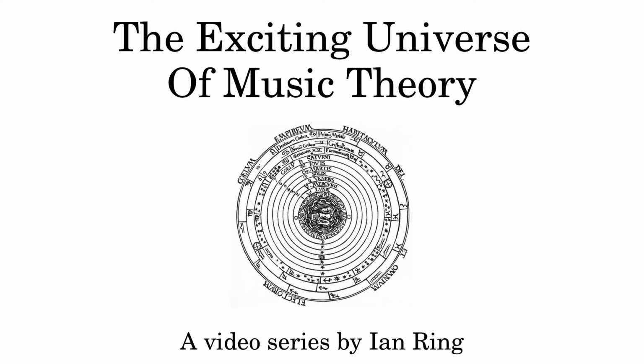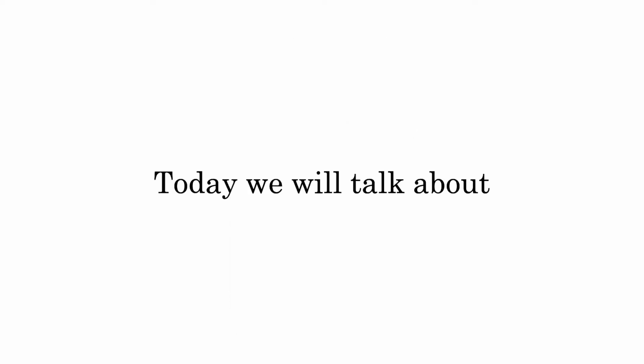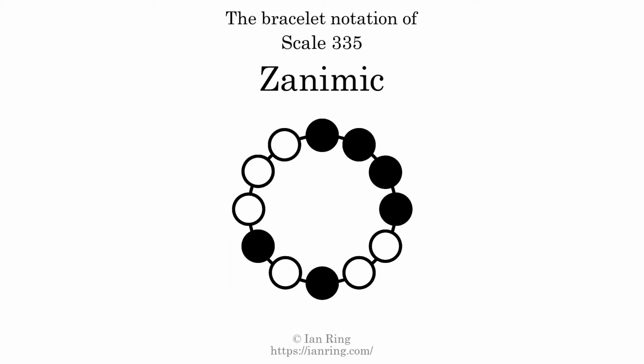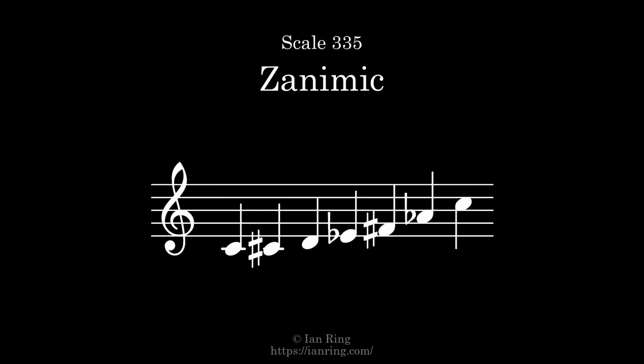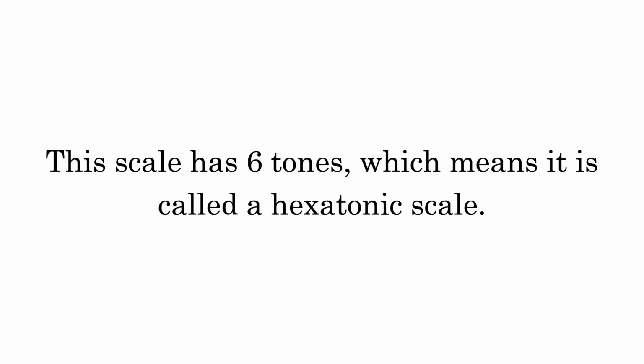Welcome to the exciting universe of music theory. Are you ready to learn? Then let's begin. Today we will talk about scale 335, Zanimic, which sounds like this. This scale has 6 tones, which means it is called a hexatonic scale.